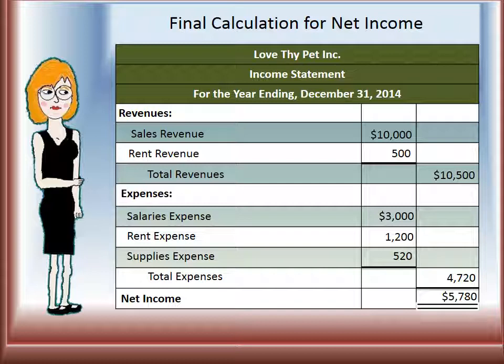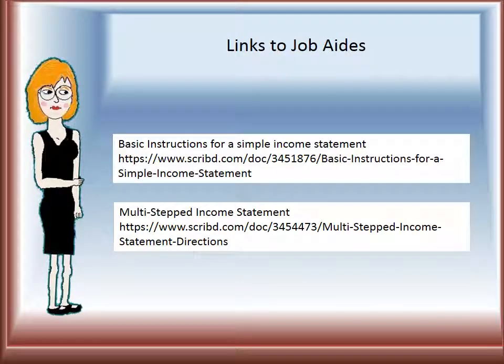Should there have only been one revenue, we would not have had to pull that section over one column to the left. We would have simply had revenues, listed the single revenue, and placed the dollar amount in the right hand column. But since we had two, we subtotaled it. And anytime you subtotal, you pull the dollar amounts to the left and only place the total in the right hand column.